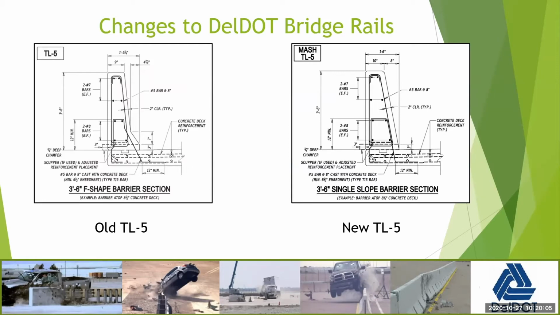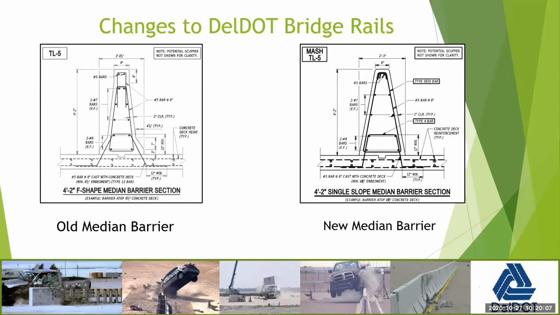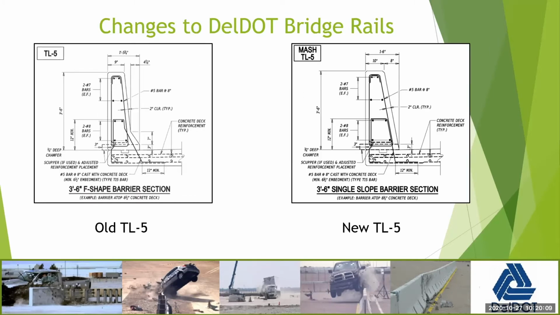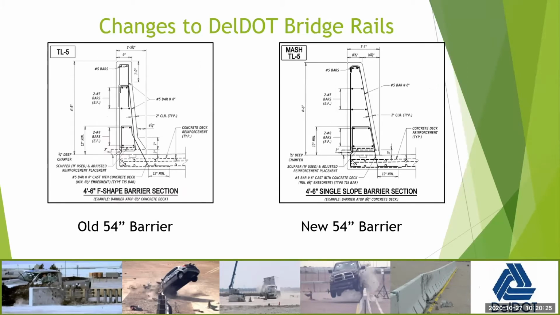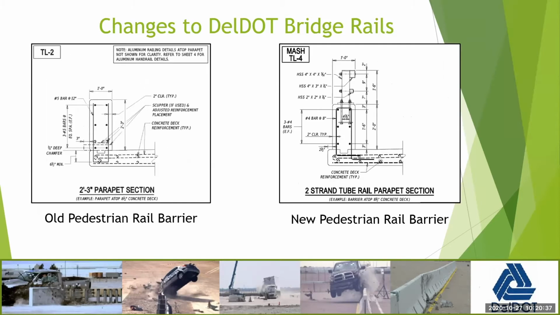So a couple changes: we replaced the 42-inch F-shape with a 42-inch single slope barrier, a TL5. We replaced the old 42-inch median barrier with the glare screen, 50-inch, with a new single slope median barrier, 50-inch as well. And we also replaced the old F-shape 54-inch gap protection barrier with a new 54-inch single slope barrier. And hopefully by now you've noticed a trend here. We'll talk about that in a little bit.